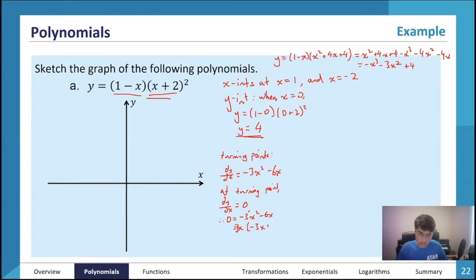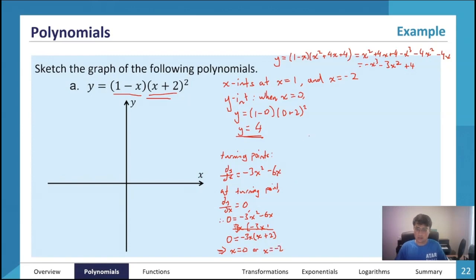Oh, actually, we'll change that to negative 3x. So we're factoring out a negative 3x. Forget about that line. Let's just start a new line here. Negative 3x, we have x, and we have plus 2. Okay, so null factor theorem, x is equal to 0 or x is equal to negative 2.